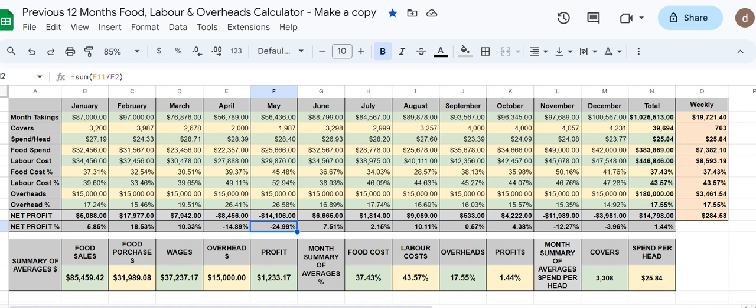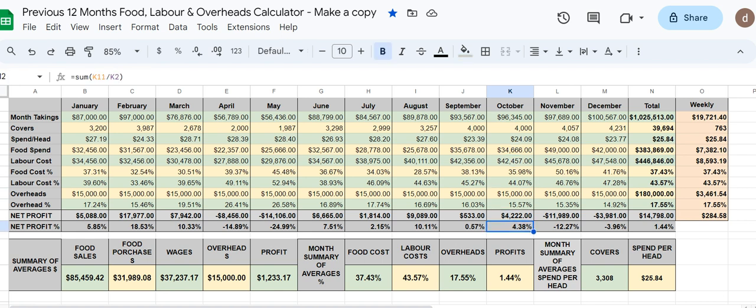You can see that over the 12-month period, it's only making a 1.44% profit when it's divided over the 12 months. So it's not a very good performing venue. Now, remember, this is not actual, this is just dummy data. So it gives you a snapshot of where you are, where the busy periods are, where the lulls are for rostering, where you can improve.